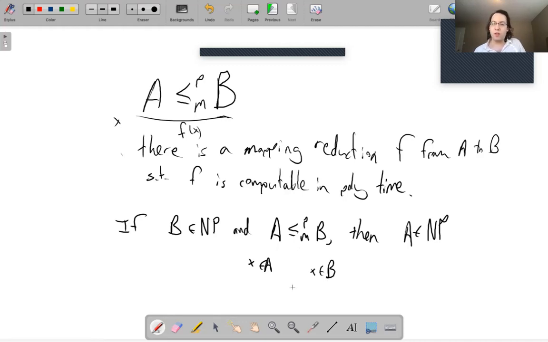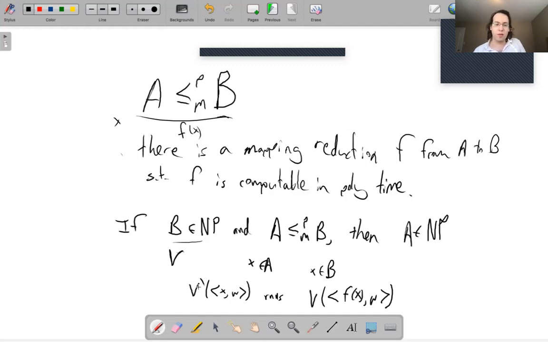You can do this with non-deterministic Turing machines or with verifiers. For example, if B is in NP, then we have a verifier V for B, and we can define a verifier V prime for A, such that V prime of x, w runs V of f of x, w.